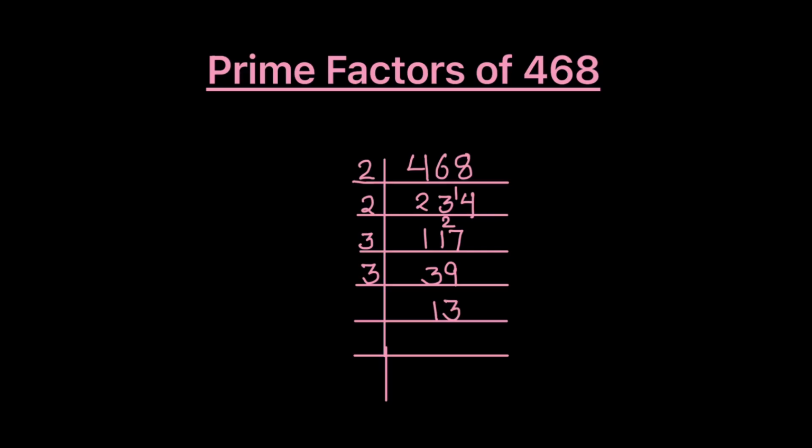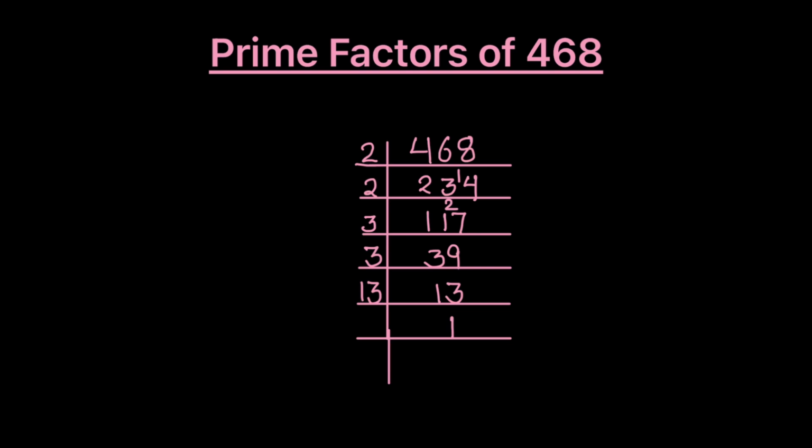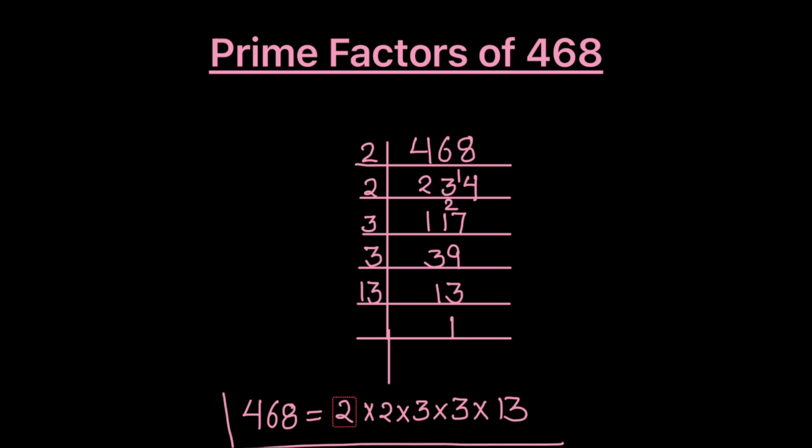Now 13 is a prime number, it is only divisible by 13. 13 times 1 is 13. So our number is fully divided. Let's write the prime factors of 468. So the prime factors of 468 will be all the numbers which are on the left hand side of the ladder. So 2 times, 2 times, 3 times, 3 times, 13 are the prime factors of 468.